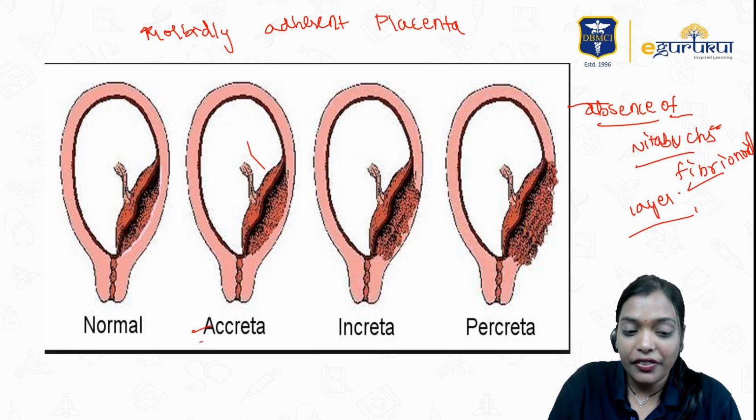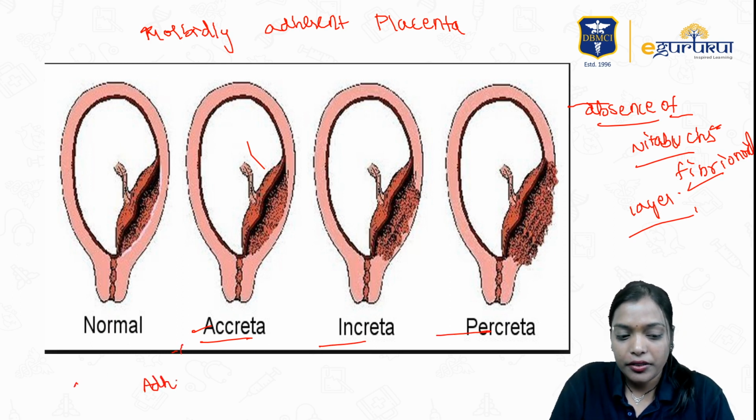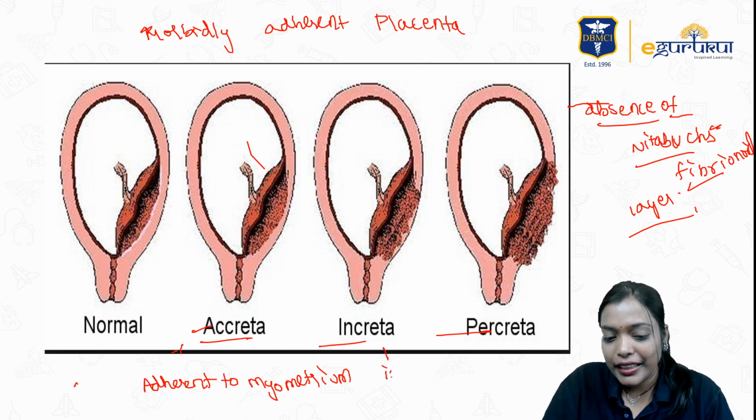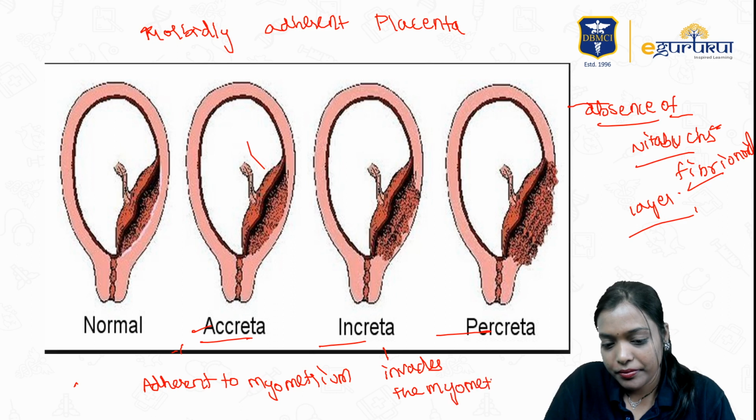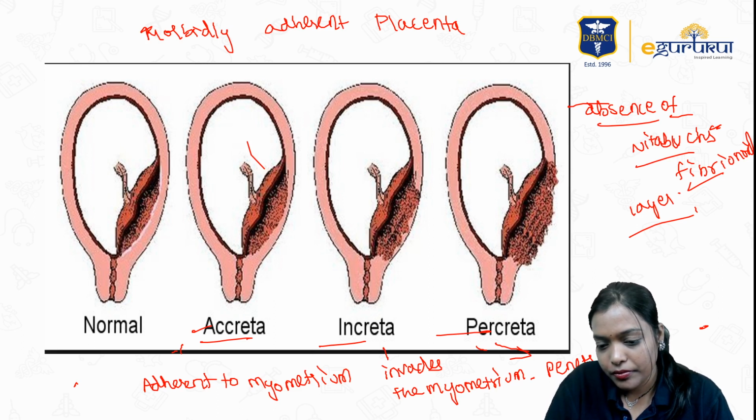Here we have three varieties: accreta, increta and percreta. Accreta is adherent to the myometrium. Increta invades the myometrium. Percreta penetrates the myometrium to reach the perimetrium.